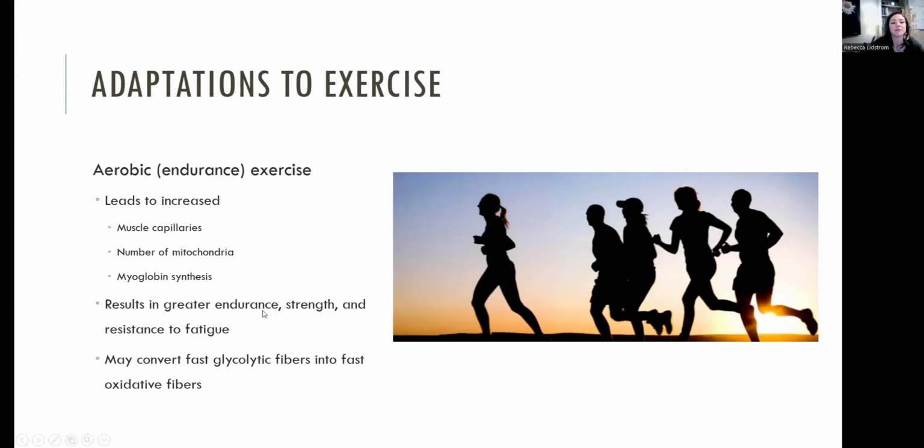So the greater the endurance, strength, and resistance to fatigue if we are exercising. And if we are training for a marathon, we might even change the fibers that we have inside of our muscle from fast glycolytic into fast oxidative type fibers, meaning that we are going to be able to utilize oxygen more efficiently and do things for longer events.